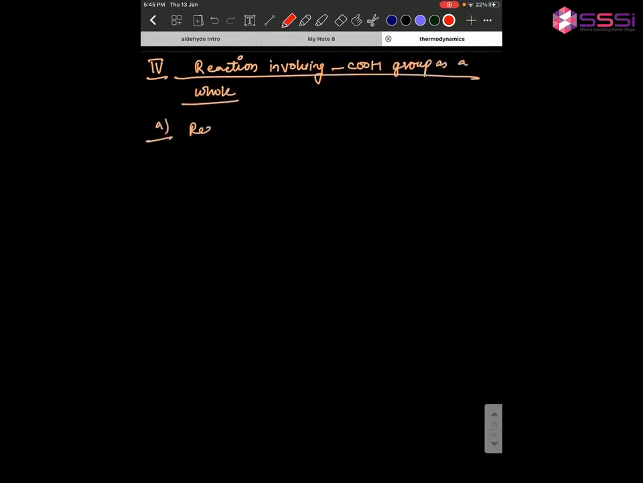First type is reduction. How does reduction take place? We need to reduce the whole of this COOH group. Neither are we studying the cleavage of the OH bond. We have to reduce the whole of this compound, and this will be reduced using HI.